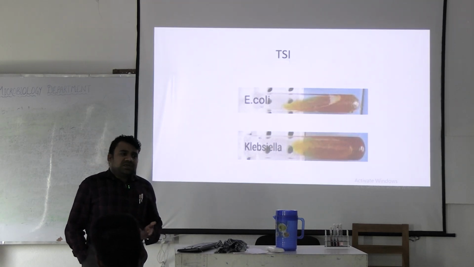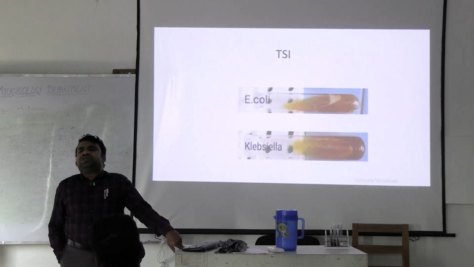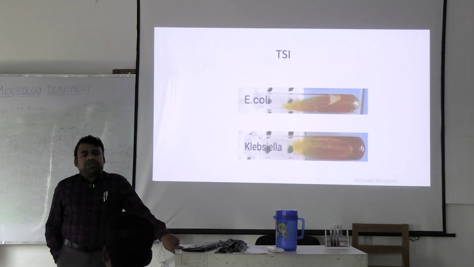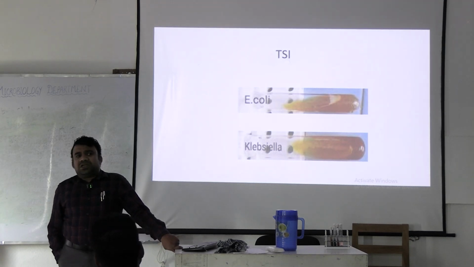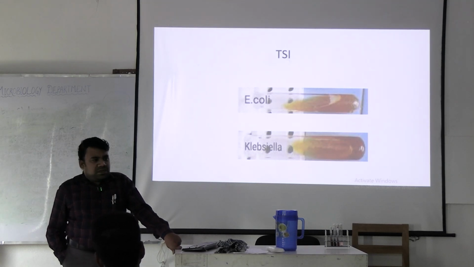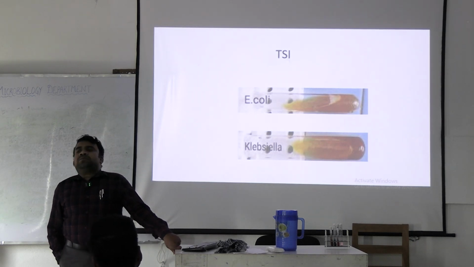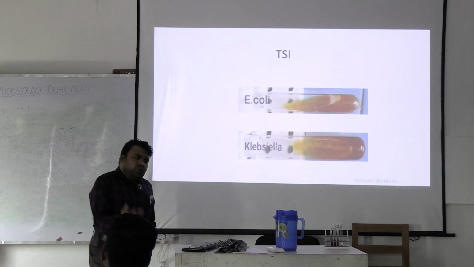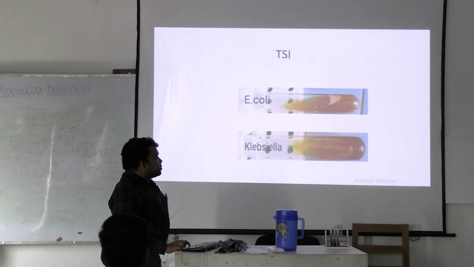First is the TSI, or the triple sugar iron medium. In the last class I have told you, because they are both lactose fermenting, they will also ferment glucose and lactose. So in this case scenario, you will find that both Klebsiella and E. coli will have the same reaction on the TSI media, that is acid by acid. The slant and the butt both will be yellowish in color, because both of them can ferment both glucose and lactose. So we will not find any difference in that.